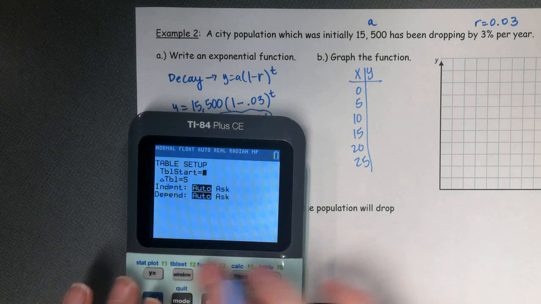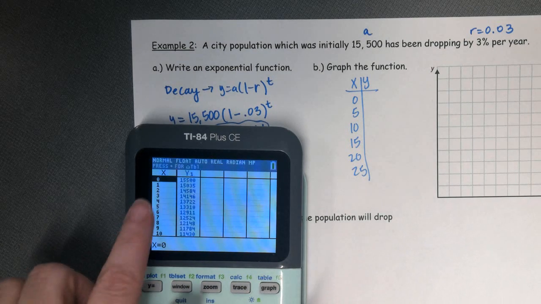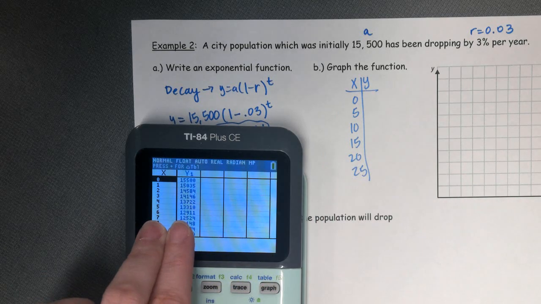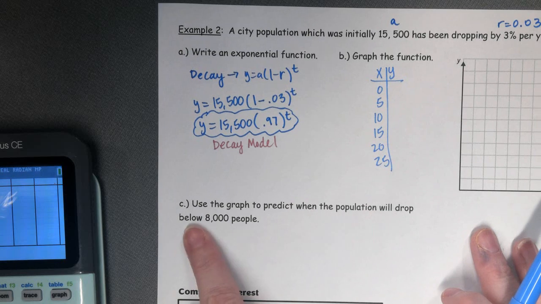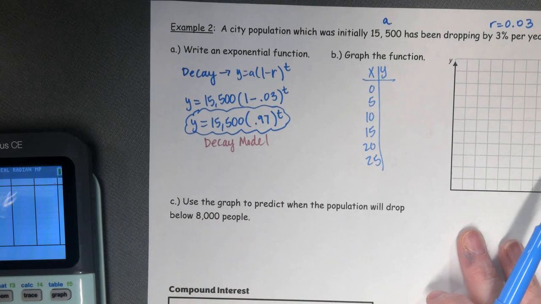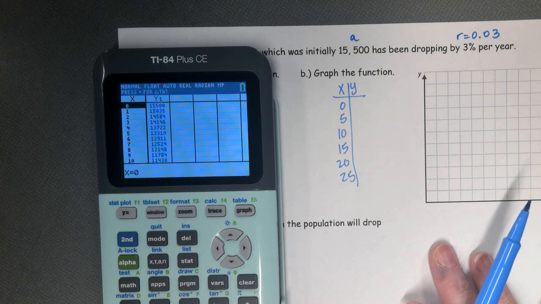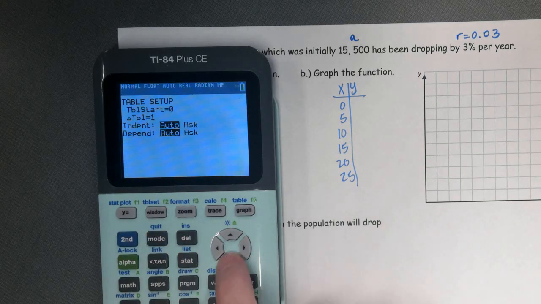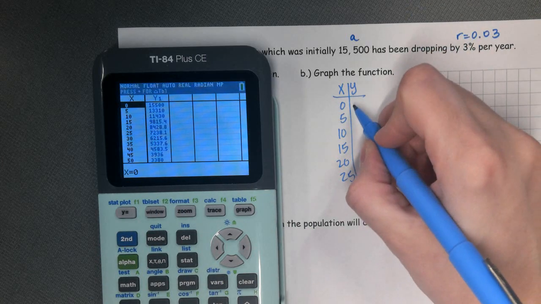Okay, so if you were to plug this in and instead of the 5s, it was by 1s. If you look here, right, this would only be dropping like 2,000 if you went by the 1s. Eventually, we're going to have to use the graph to predict when the population will drop below 8,000 people. And if you went by 1s, that wouldn't happen. Okay, the 8,000 people is not going to happen until much later on. So those are different things that you want to look out for when you're determining what your table should be.